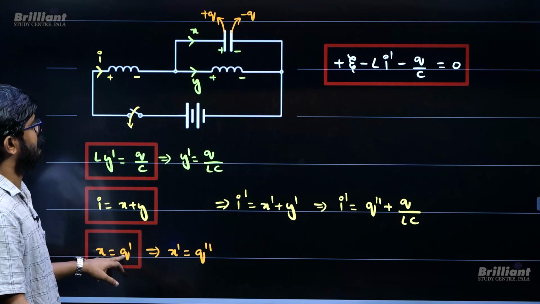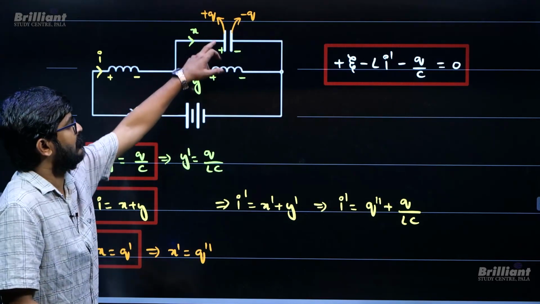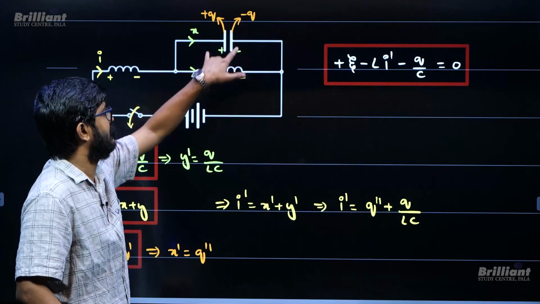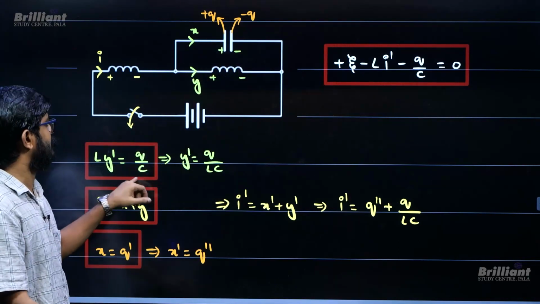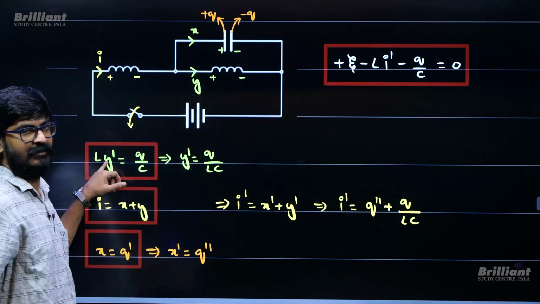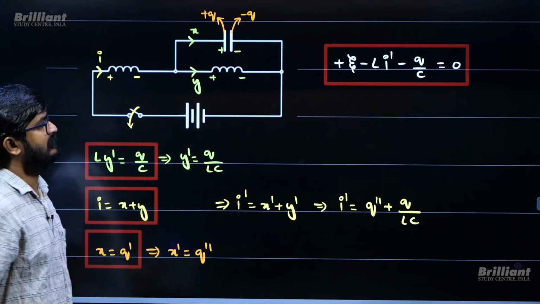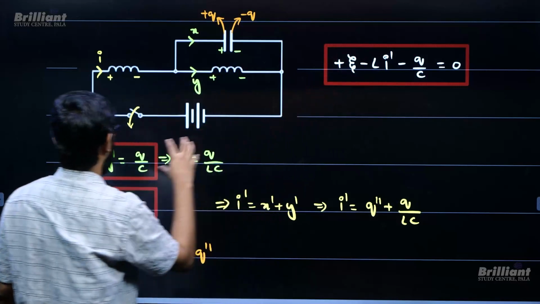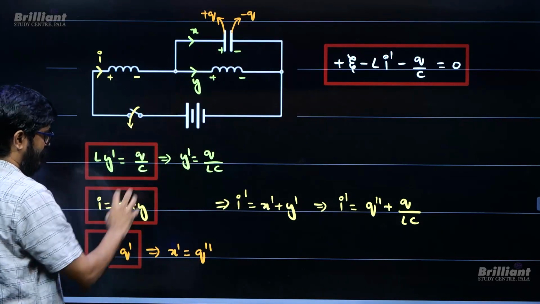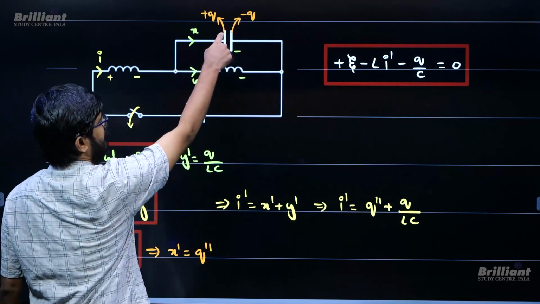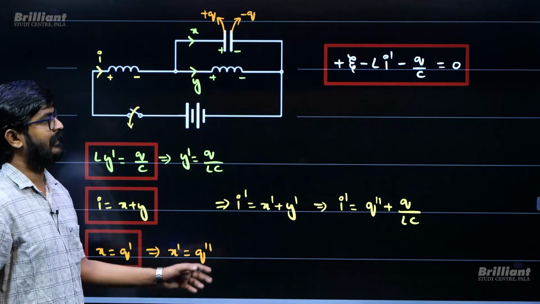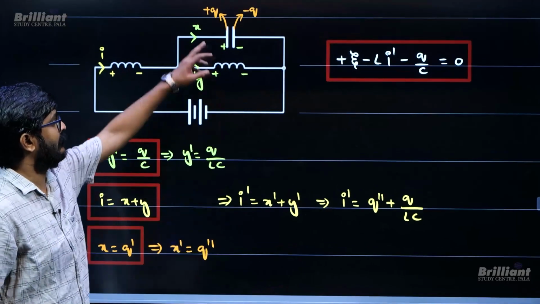Now apart from that, these two are parallel. So this potential difference equals this potential difference, that is Q by C equals L di by dt. This current is y, so it is L dy by dt, right? So this is the loop equation. This is the parallel condition, this is KCL, and this is current equals rate of accumulation of charge. Now I have got four basic equations. I need to modify them.